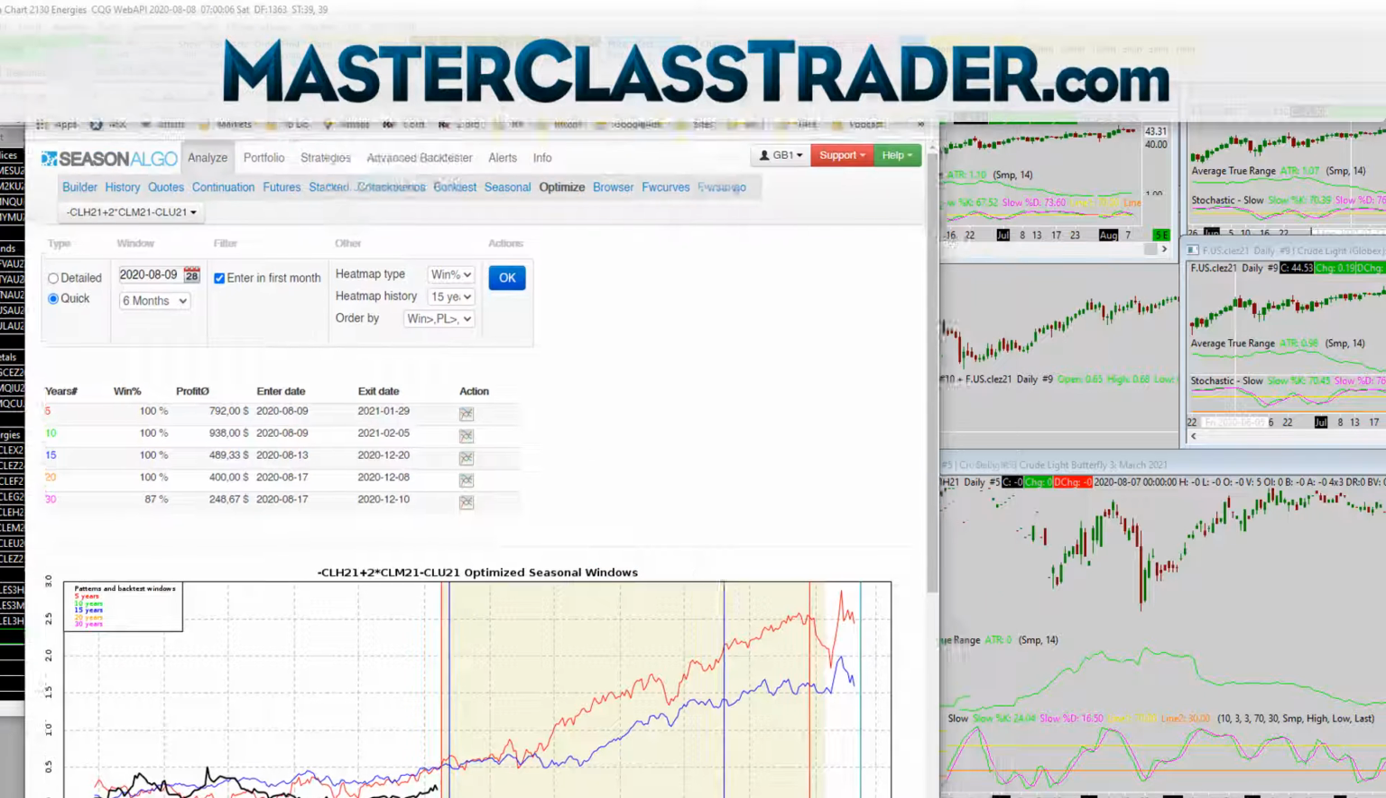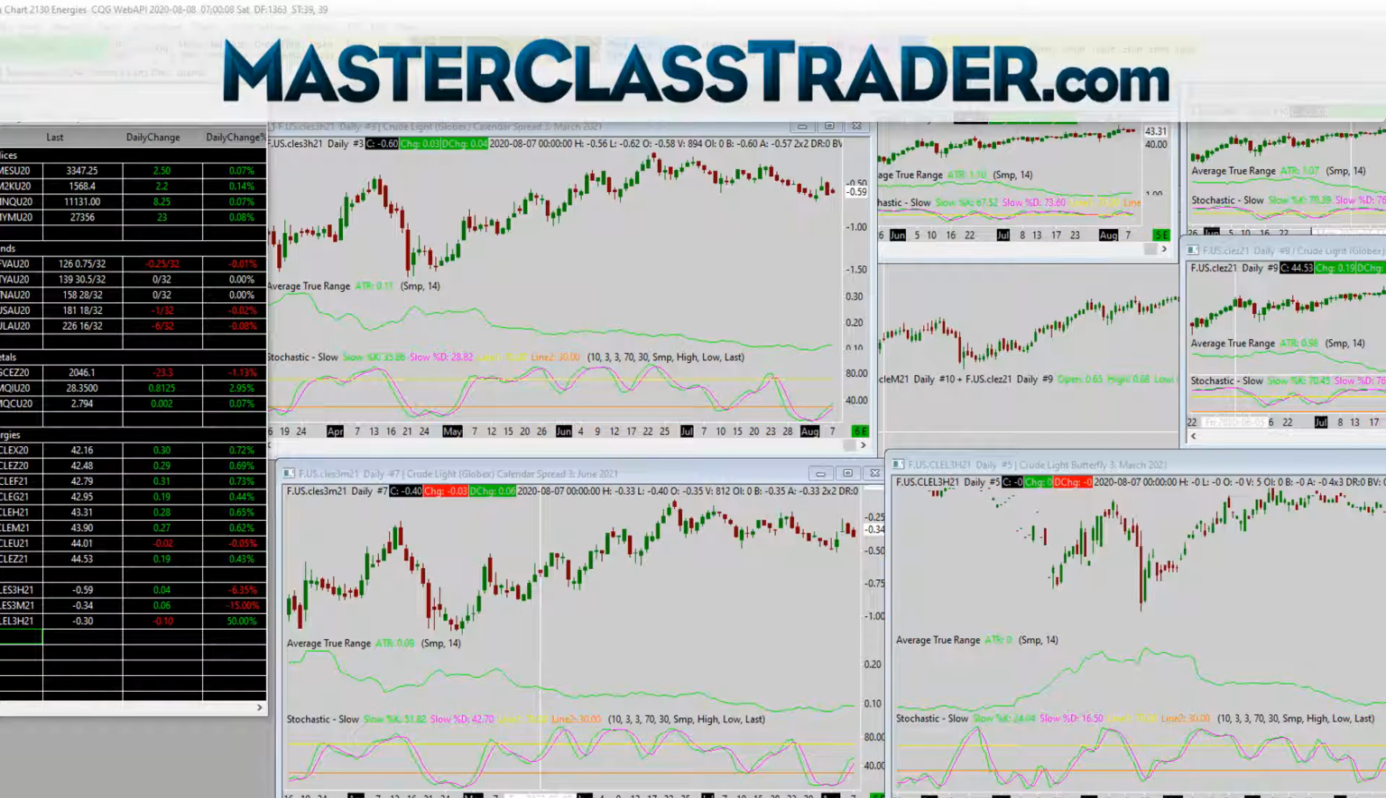So that's about it. Because I've been rambling on for a bit too long now, let's do a recap. I wanted to talk about butterflies. We define what a butterfly is. We break it down into two separate spreads. We look at the risk. In this case, we looked at the average true range, a volatility measure.